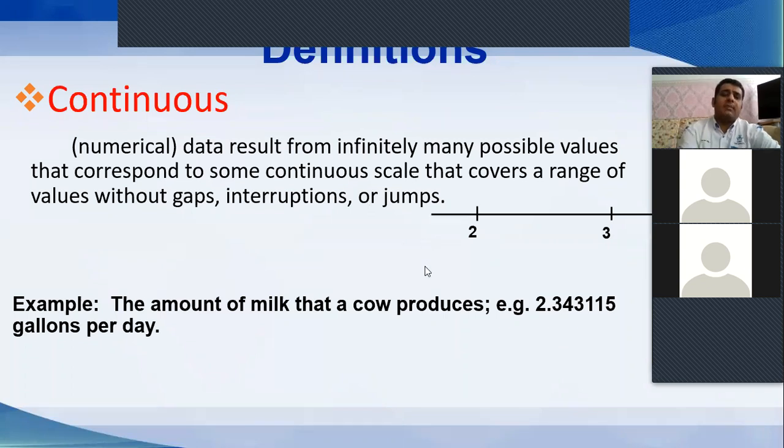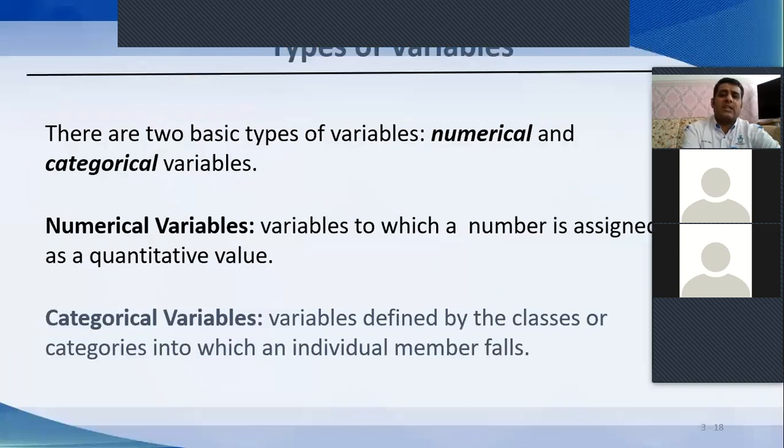Then the types of variables can be categorical or numerical. There are two types of variables. Numerical is when the data is in numerical form, meaning the data will be quantitative. For a categorical variable, the data can be put into categories.